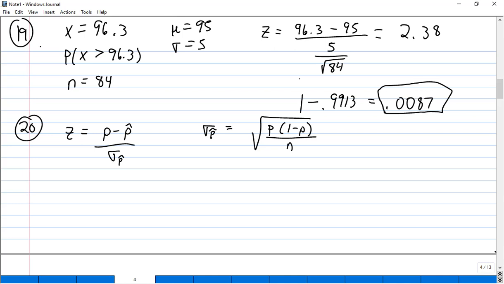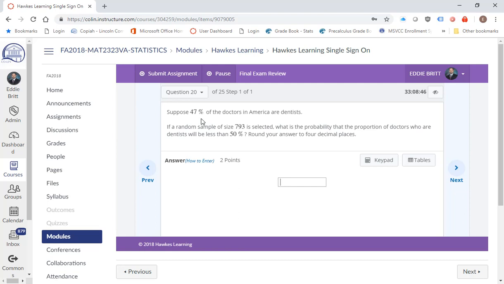So let's write down everything that's given. All right, so this is the claim. 47% of doctors in America are dentists. And then here's our sample size, and here is the probability we're trying to find. We want to know if you select 793 doctors, what is the probability that the proportion of doctors who are dentists is less than 50%?